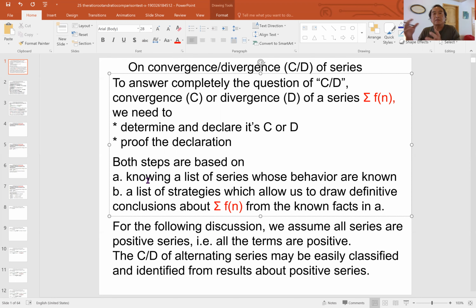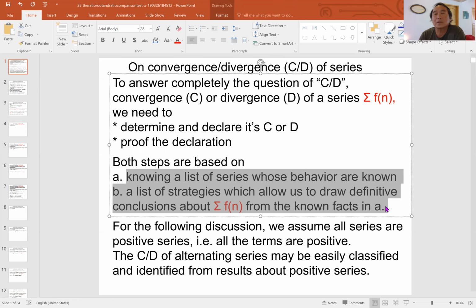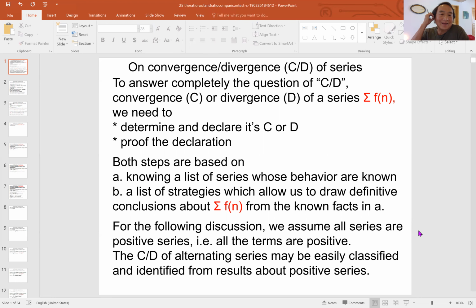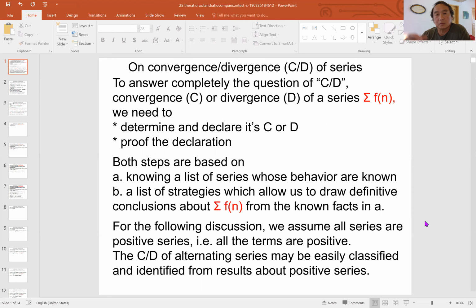In order for you to declare it's converging or diverging, you kind of have to know how the series works. Recognizing which series converges and which diverges is based on the following things. First is a list of series whose behavior we know, the ones that we already know are divergent or convergent, of a certain type. And then from there we have a bunch of strategies with which we will verify our declarations.